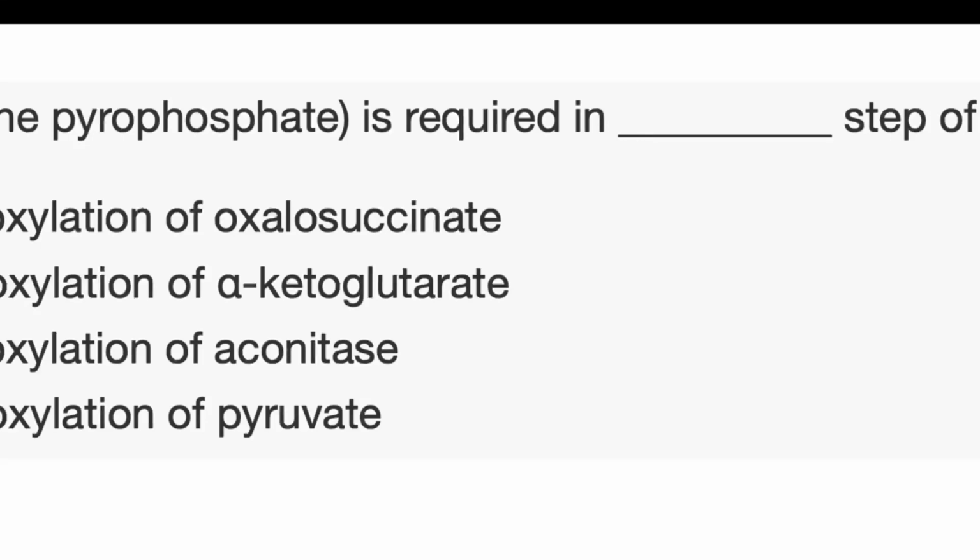Option A, decarboxylation of oxalosuccinate. Option B, decarboxylation of alpha ketoglutarate. Option C, decarboxylation of aconitase. Option D, decarboxylation of pyruvate. Where do you think TPP is utilized? Thiamine pyrophosphate. Now you have to remember what kind of molecule thiamine pyrophosphate is and where it could potentially be employed.